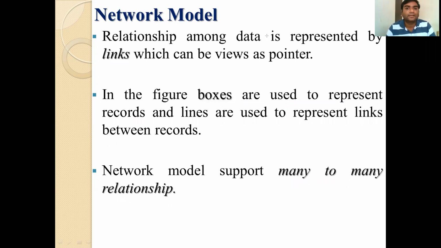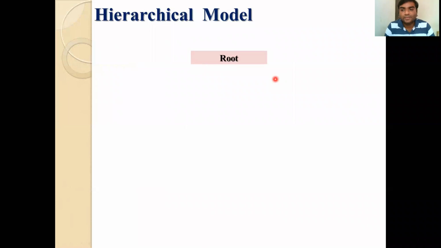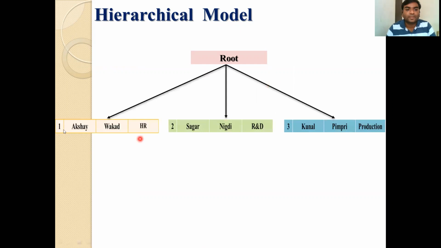Next type of data model is a hierarchical model. The second type of data model is a hierarchical model. In the hierarchical model, data is represented in a tree-like format, or in the form of parent-child relationship. So this is the root. After root, again these are the records represented. We are carrying the same records that we discussed in the previous slides about the network model.